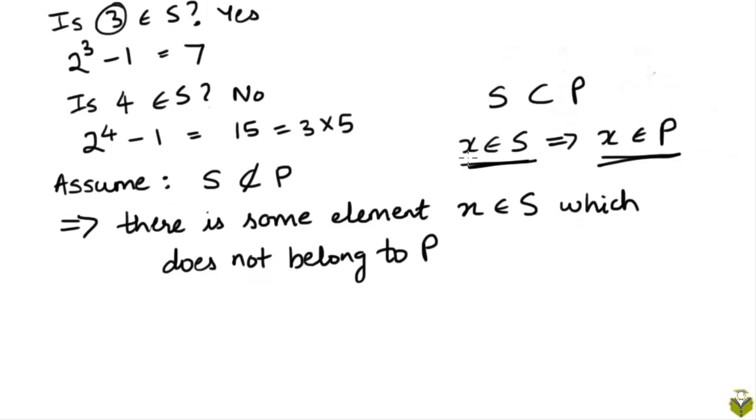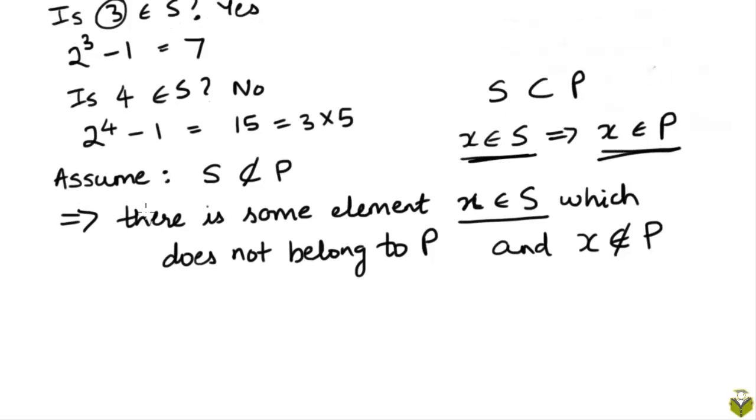So there is an element in S which does not belong to P. So we can say X belongs to S and X does not belong to P. There exists some such element X which belongs to S but which does not belong to P. That's what we mean when we say that this is not true. Assume that this is not true. Assume that S is not a subset of P.